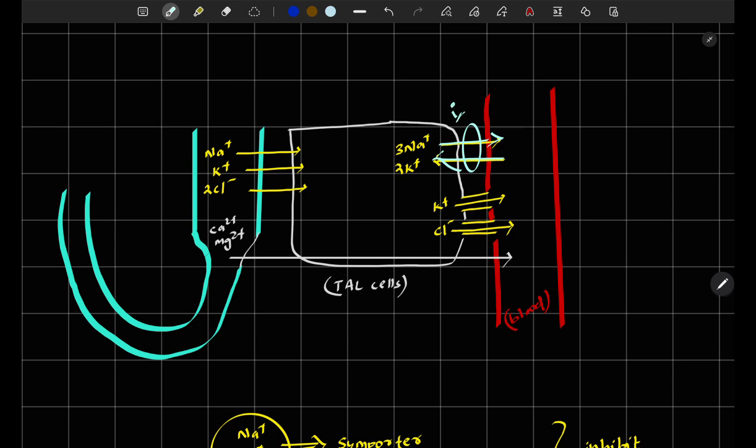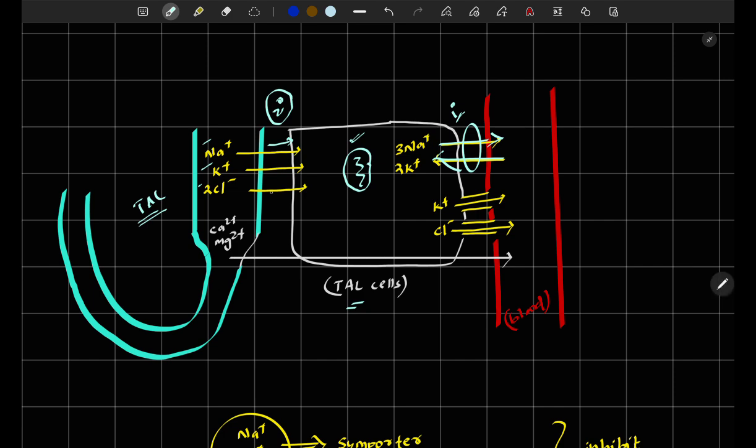But due to primary active transport, a gradient is created inside the cell, and in that gradient some energy is stored. This stored energy is used to transport some other molecules. Then it is known as secondary active transport. So in secondary transport, inside the thick ascending limb, sodium, potassium and chloride enter into the cells. This is the normal physiology.